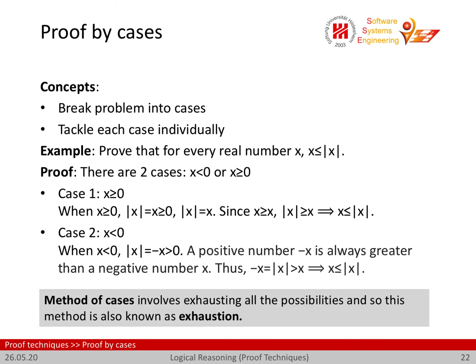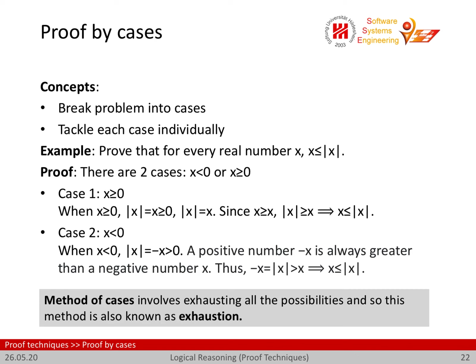So the way it's basically working is that we break a problem down into multiple cases. We do that exhaustively. That's very important. You have to basically identify all possible cases. If you forget one, your proof is incorrect, obviously. And then we make a proof for each case individually.